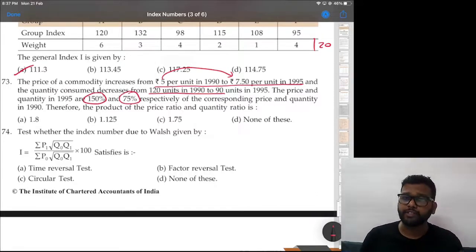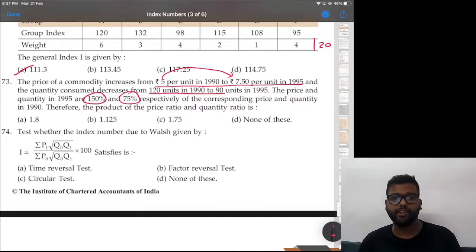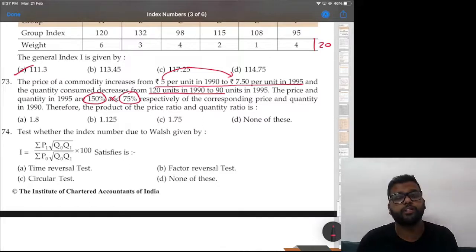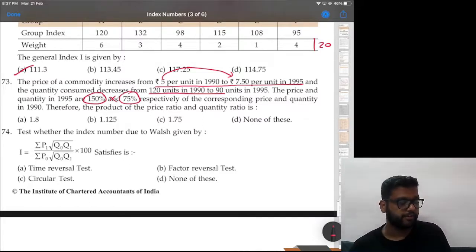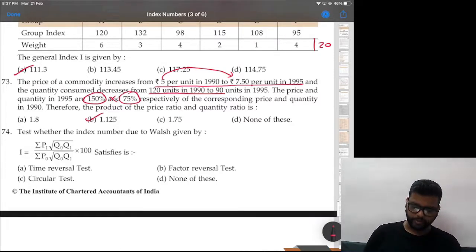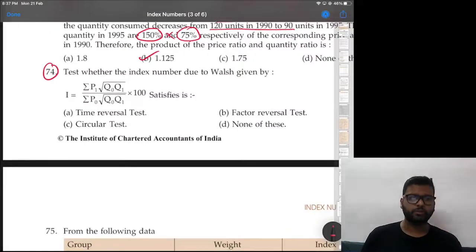Therefore, product of price ratio and quantity ratio. Now this is a not so logical question because they have already given these values. So just have to take their product. 150 into 75%. That is 112.5% or 1.125. Okay. 74 is a good question.